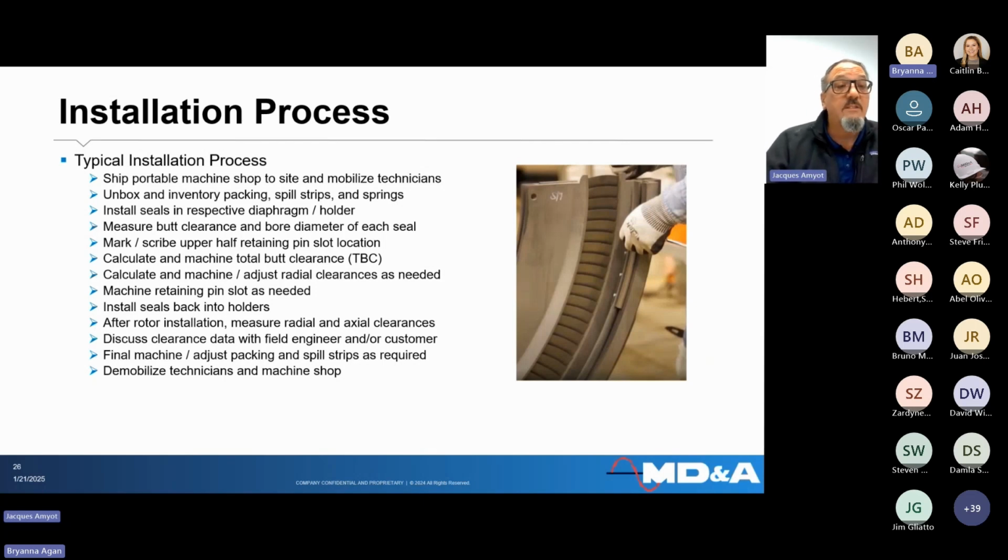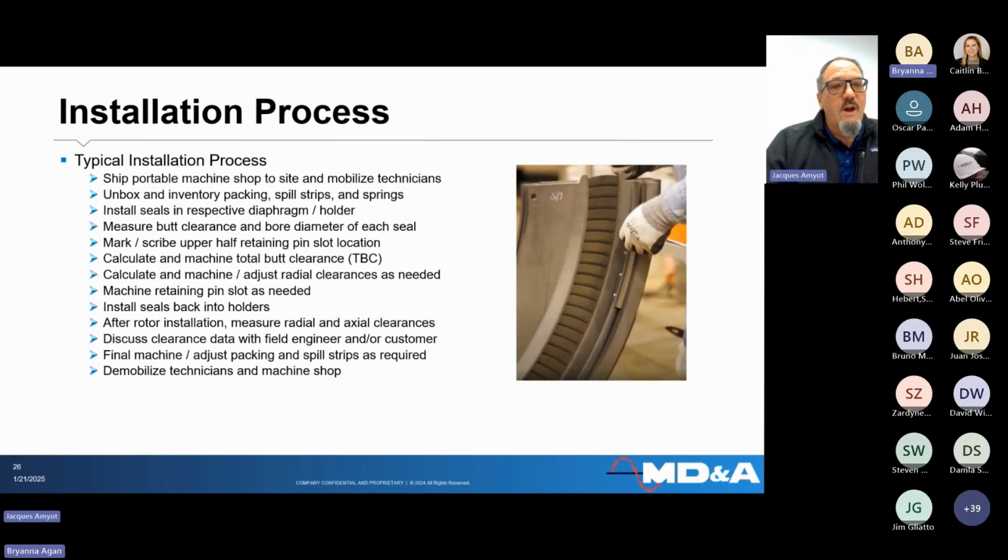They install the seals. They measure butt clearance and bore diameter of each seal. They will compare the bore diameter to what they need for clearances. The butt clearance is essentially a required differential between the seal ring and the holder. The required butt clearance changes slightly depending on temperature and the material used. However, they will deal with that on site.